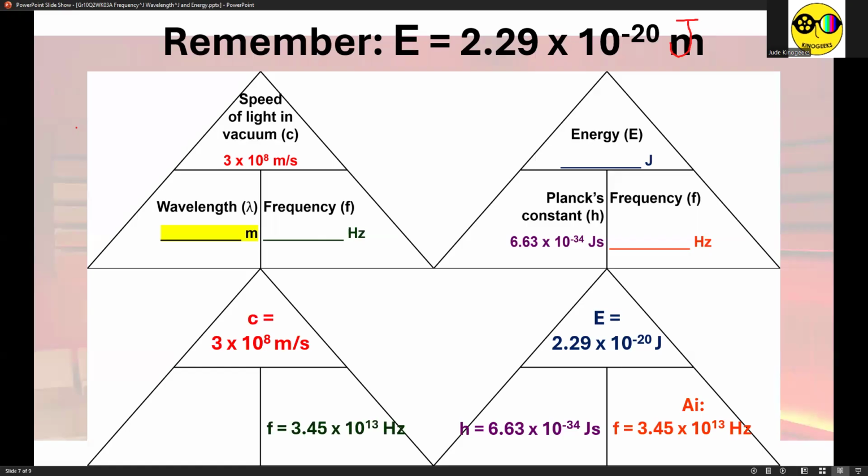To get the wavelength, we divide the speed of light in vacuum by frequency: 3 times 10 to positive 8 divided by 3.45 times 10 raised to positive 13. That will give you a wavelength of 0.00000870 meter, or 8.70 times 10 raised to negative 6 meter.